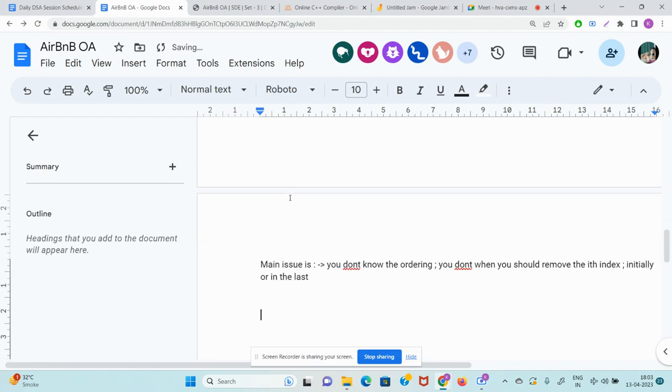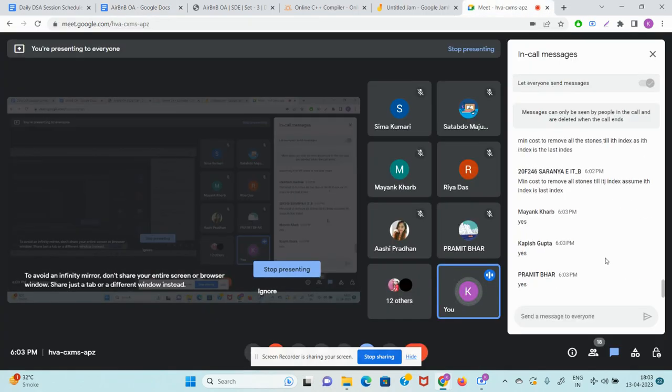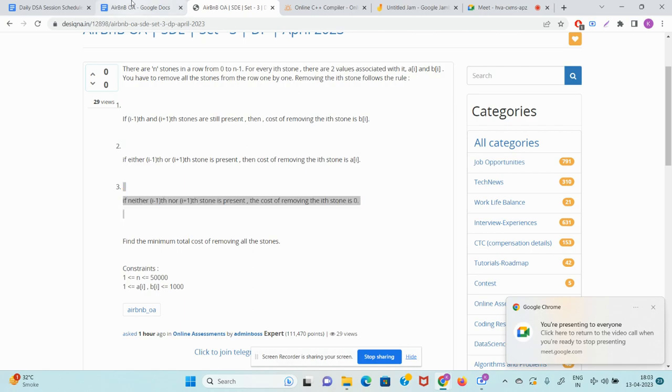Guys, did I say clearly that this is the main issue, that you don't know the ordering? You can't tell whether the ith index should be removed now, first, or last. Write yes or no in the chat. The main issue is clear, guys: you don't know which index to remove when. Everyone write yes, ordering is the issue. Good, good. Okay. So, guys, ordering is the main issue.